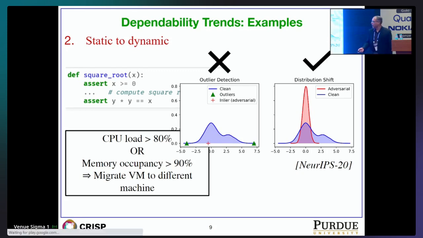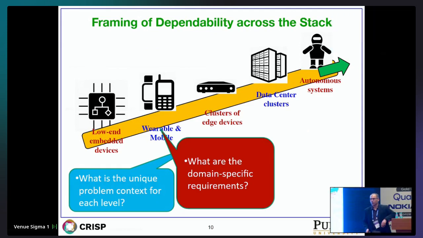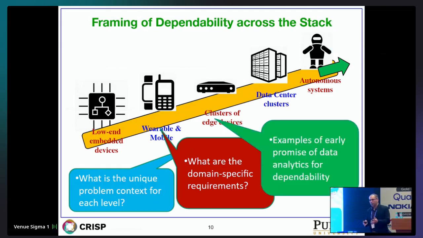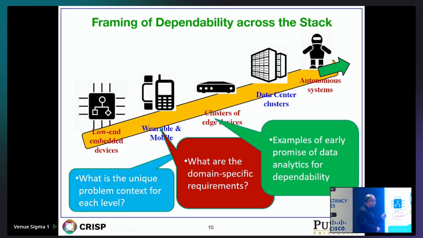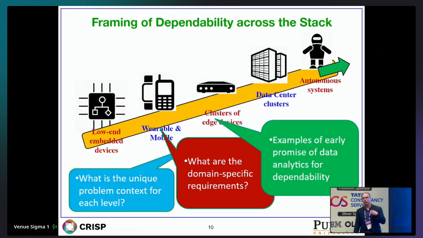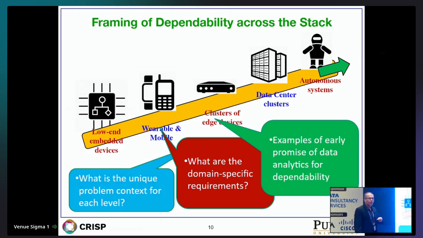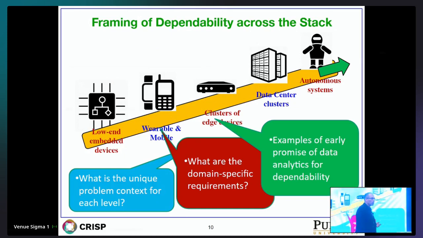All right, so I'll plow along and I'll again give you some chance to have a discussion or throw out your thoughts. Now I frame this problem of dependability across the system stack in terms of 3 questions. Here is a somewhat simplified, abstracted view of the system stack. You start off with low-end embedded devices, made by the Honeywells of the world, which are embedded in our physical spaces. Going up, wearable and mobile devices, then clusters of edge devices, then data center systems at large scale. And finally, at the highest level of abstraction, autonomous systems, autonomous transportation systems, autonomous financial transaction systems, which are operating mostly autonomously without human input.